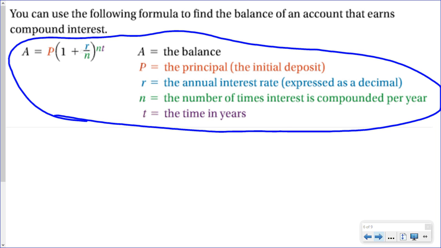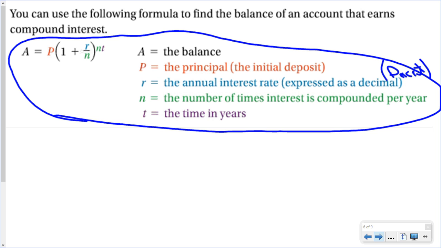Now the A on this problem, that's like your final answer. That's what your amount is going to be when you're done. P is the principal, that's your starting amount. R is your rate, that's always a percent. So it might be handy to put, after this, percent, and then expressed as a decimal.